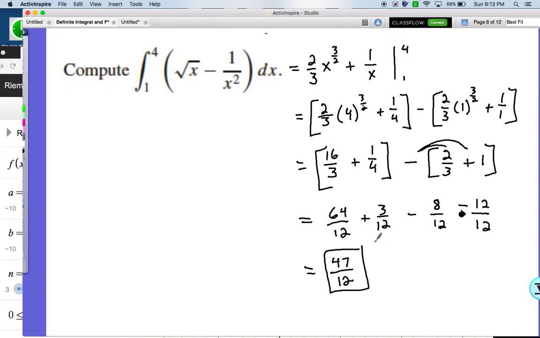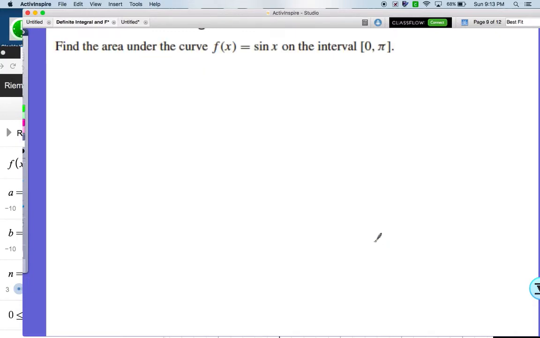All right, let's see what else I put in here. You might see a problem written like this. It's not a definite integral. It says find the area under the curve f of x equals sine of x on the interval from 0 to pi. And so all we have to do is an integral going from 0 to pi of sine of x dx.